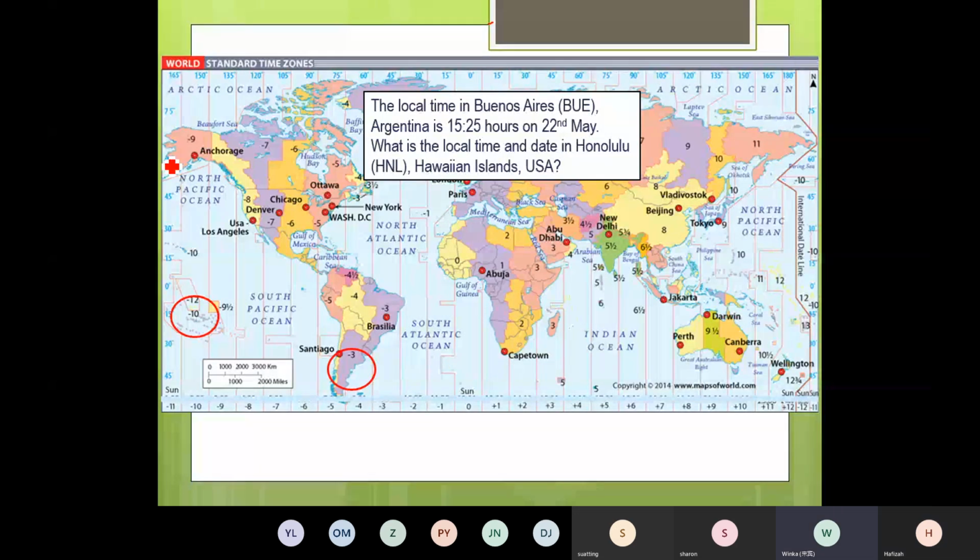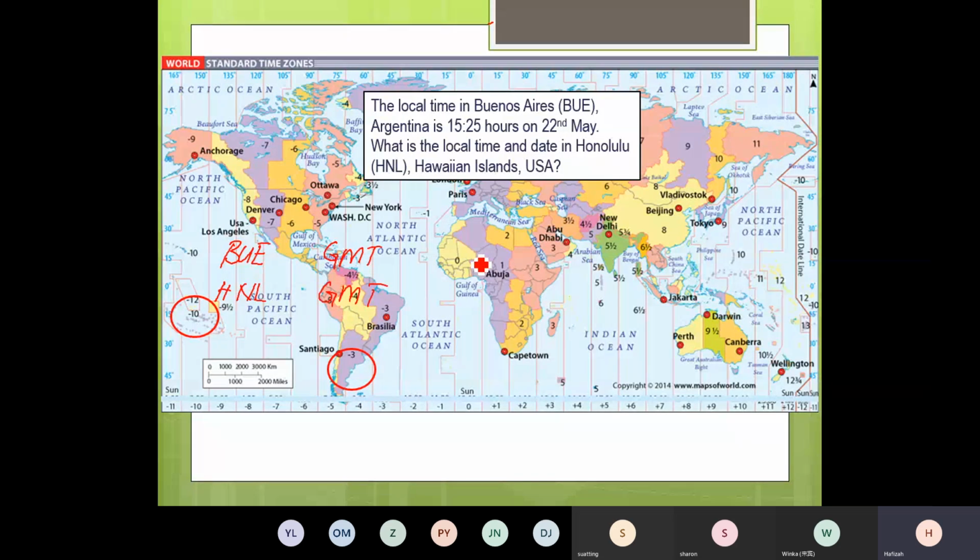Find the GMT. So what is the GMT first? What is the state that we have here? Okay, we have Buenos Aires and Honolulu, right? So first you find the GMT for both. What is the GMT for both?